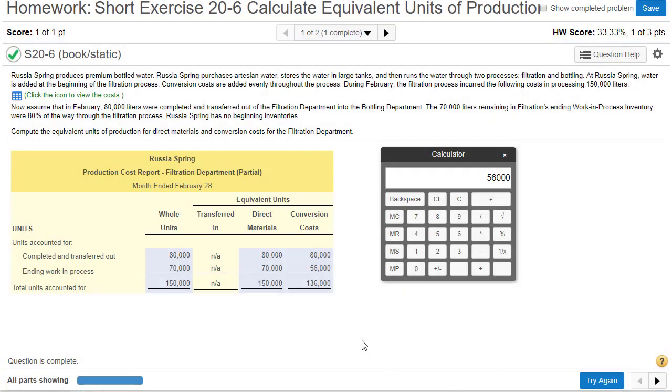So the tricky part about the equivalent units portion of the production cost report is trying to figure out, of these partially completed units, how many of them had all of the costs, either direct material costs or conversion costs, added to them.